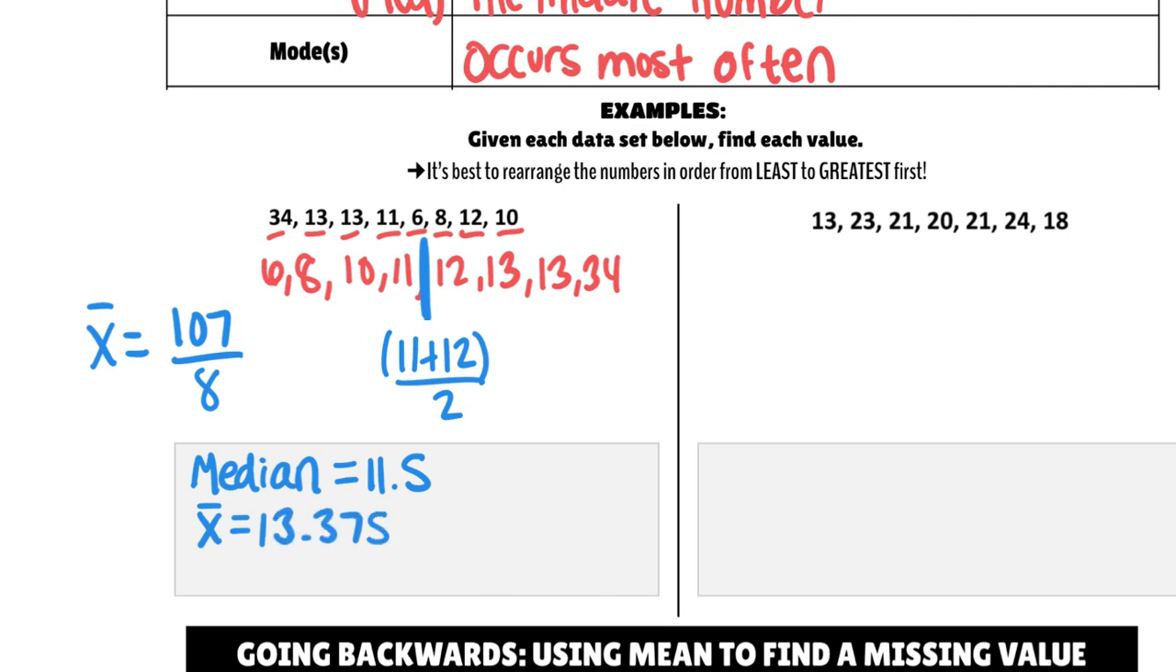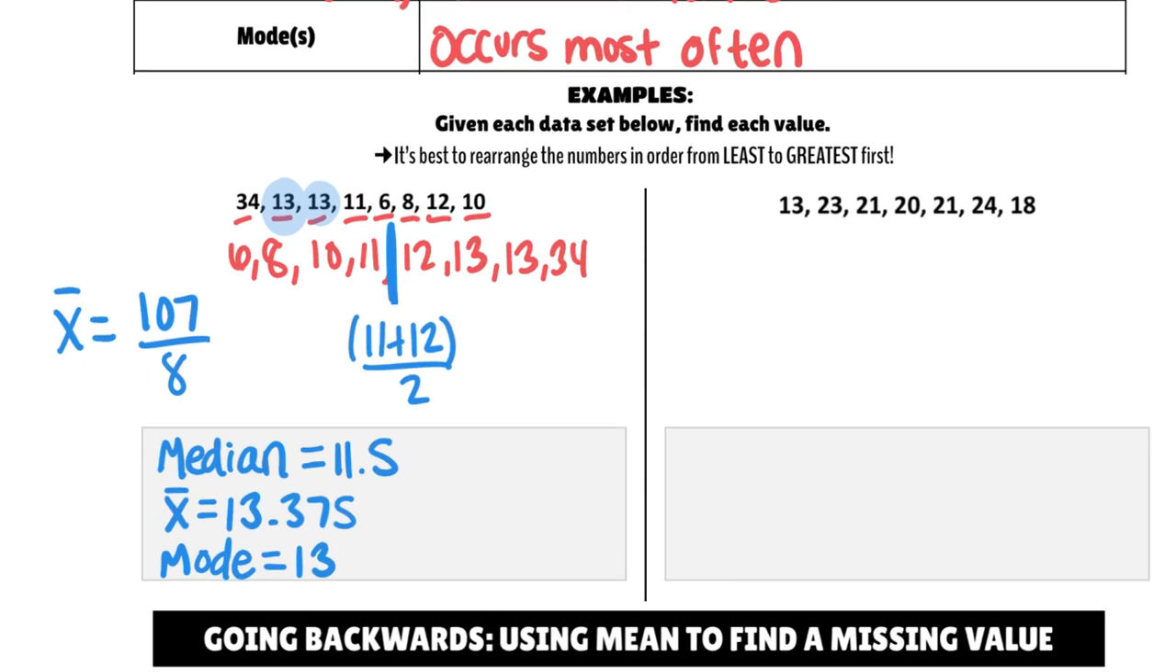13.375. The mode is the most commonly occurring data value, so if it happens more than once, it would be your mode. Looks like the only one that repeats is 13, so this data set has a mode, and the mode is 13. Remember, sometimes there is no mode. So that's the mean, median, and mode for that one.